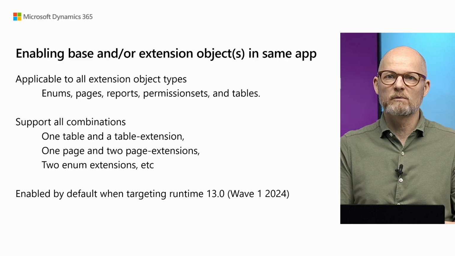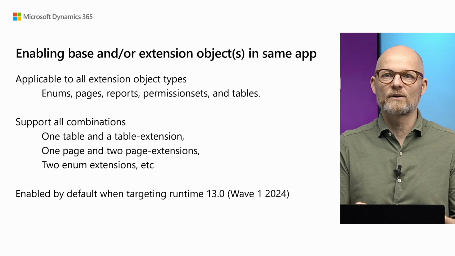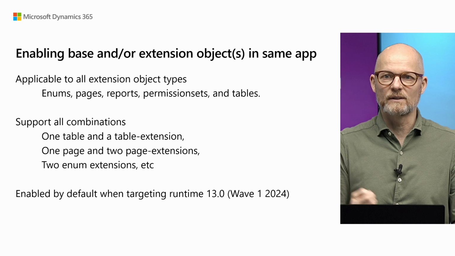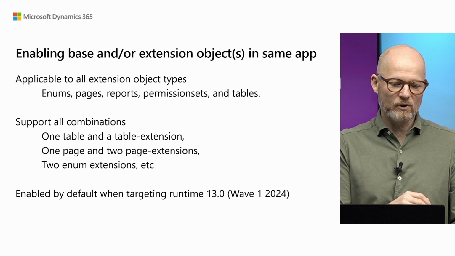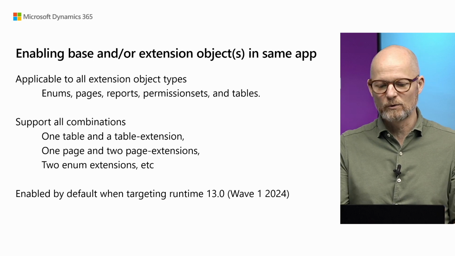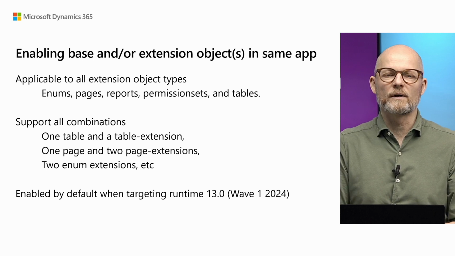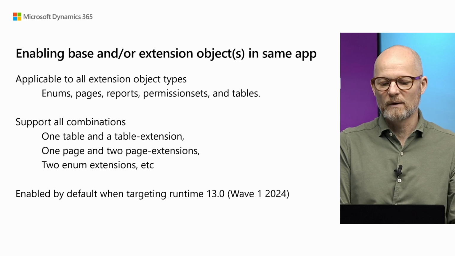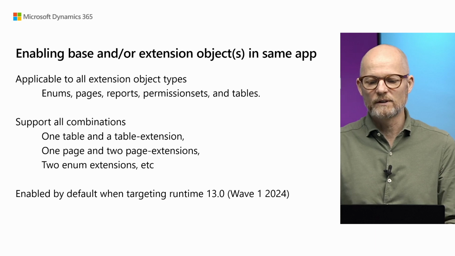So what do we support here? We have many extension objects, and actually we support all of them. So enums, pages, reports, permission sets, and tables can have base and extension objects in the same app, or you can have multiple extensions in the same app. And we support the combinations: one table, 8 table extensions, 1 page, 2 page extensions, all the combinations. It is enabled by default when targeting runtime 13, which is the current release.